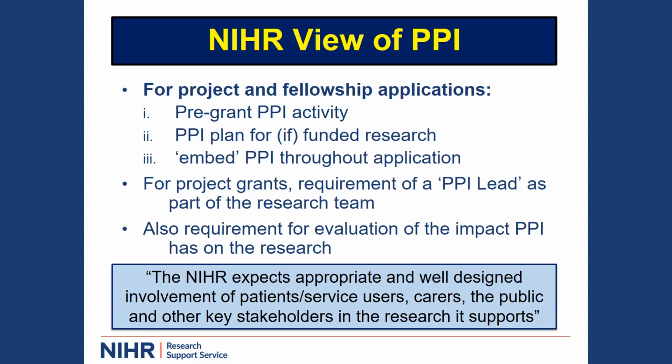In stage 1 applications, please do not make the mistake, because there is not a dedicated section for PPI, of not subheading a particular section. I would suggest using around about the same number of words to indicate your pre-grant activity and your PPI plan as well. If you don't put it in, although there's not a dedicated section, we do know that a lot of people have missed out on funding simply because there is no PPI in this application.